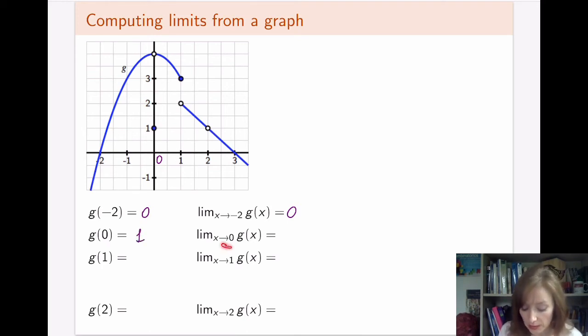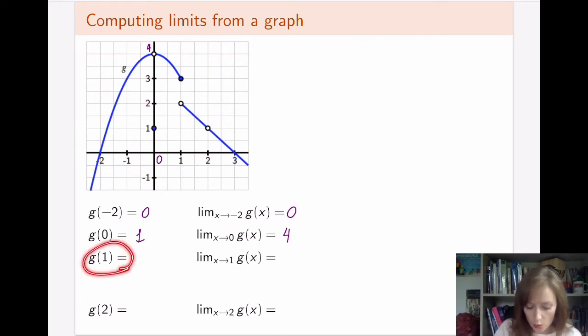What about the limit as x approaches 0? Again, remember from the last slide, it doesn't matter what happens at 0. As far as the limit is concerned, it matters what happens around 0. So as x approaches 0 from the left and from the right, I'm going to follow the function from the left and from the right of 0 and see that in this case, it approaches 4. Right? It approaches this y value up here, which is in fact 4.